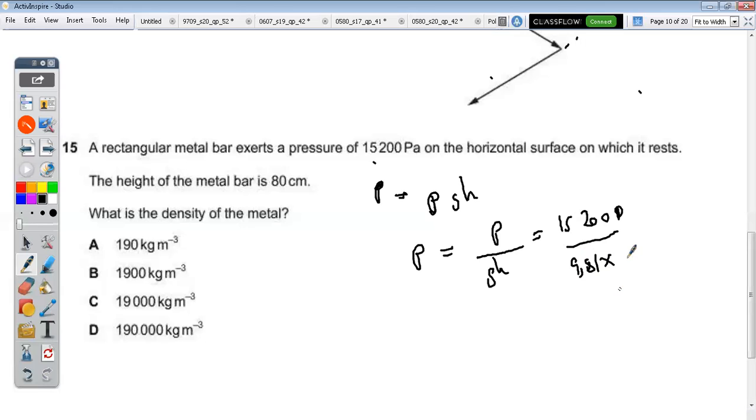0.8. And what do you get from the calculator? B. Be careful of B. Remember, this has to be 0.8 meters. And even you can tell from this meters, huh?